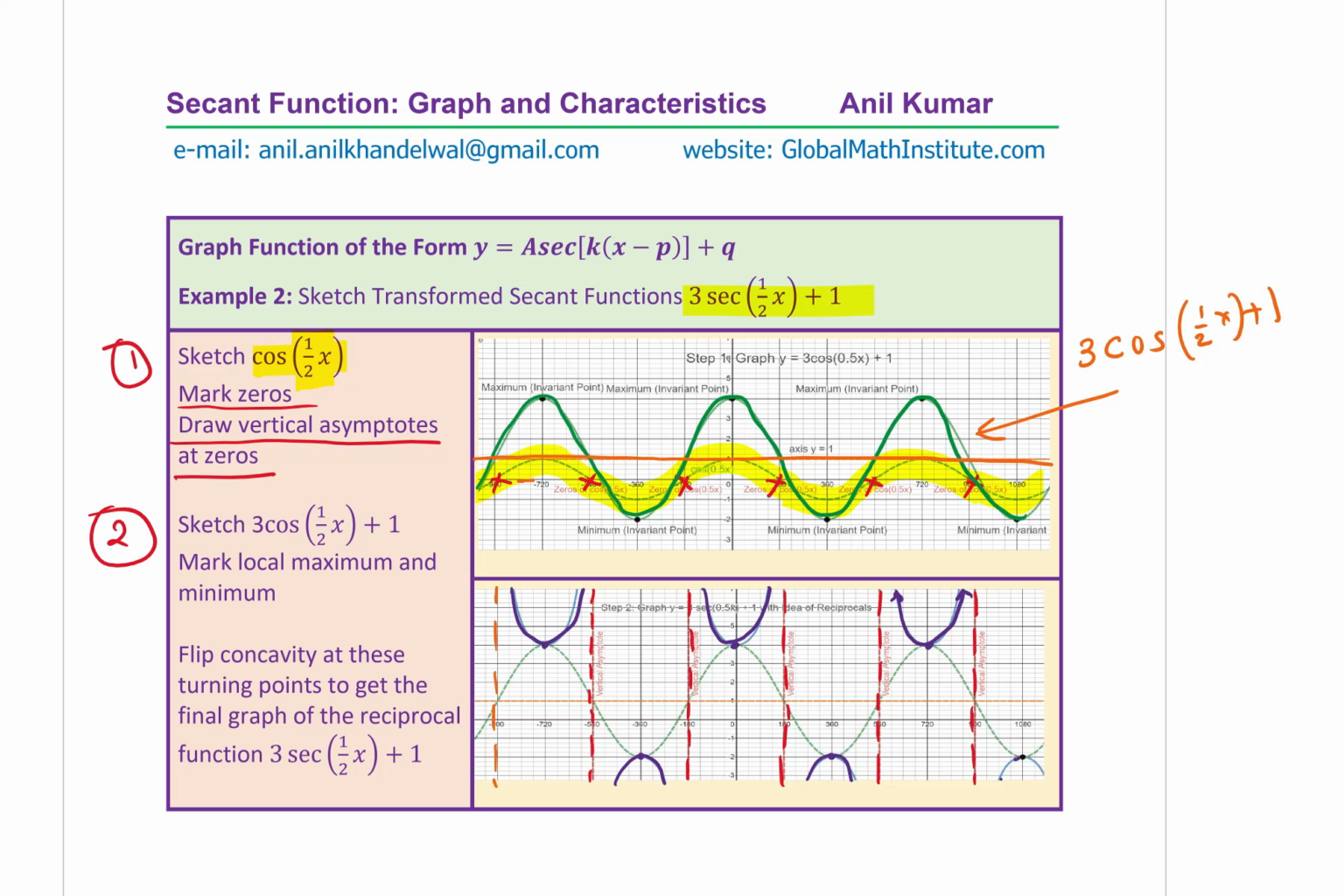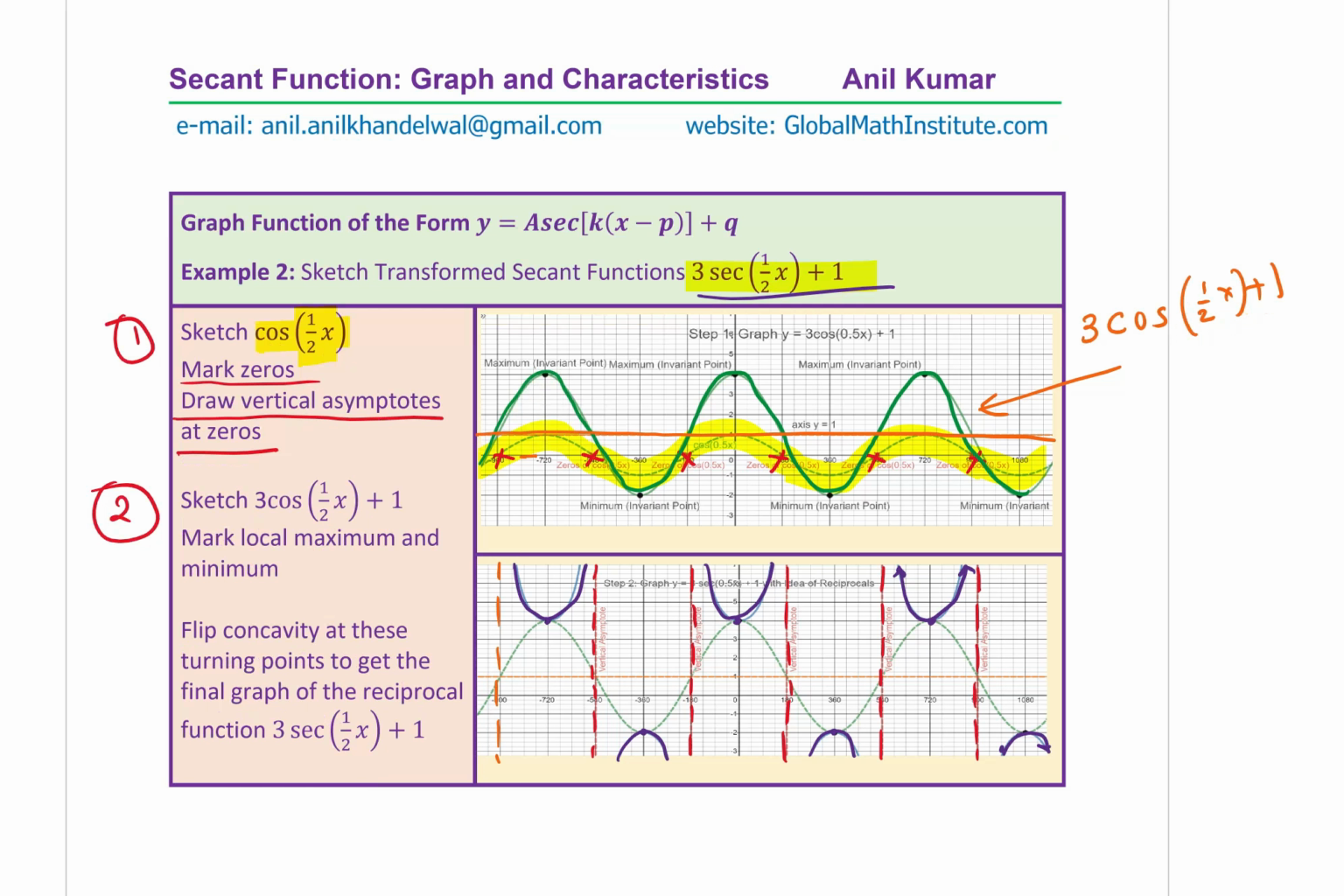That is how we are going to sketch the secant function which was given to us. So I hope you understand the concept straightforward. You are an expert in sketching cosine and sine functions, so their reciprocals now should not be a problem, right? So I hope you got this concept.